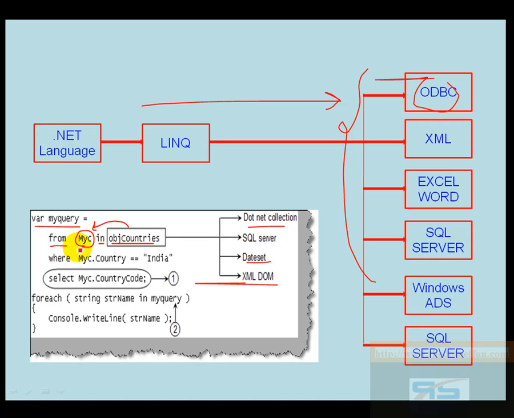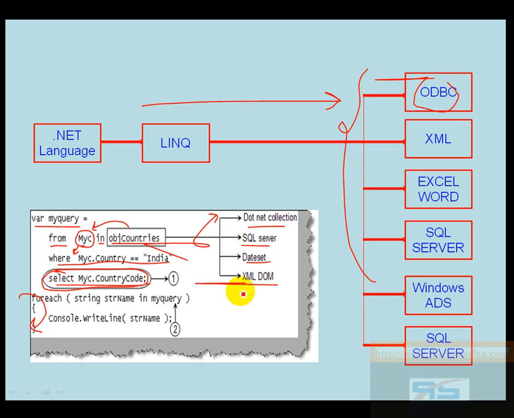And then what we say is, now once we get the data into myc, this temporary variable, I can say, where myc.country is equal to India, and then select the country code column from that, and then just loop through all the things and display it. So you can see that this query is very much generic. You know, it's firing over any kind of collection, any kind of data source, any kind of data type. So that's what LINQ is, from the perspective of writing SQL.